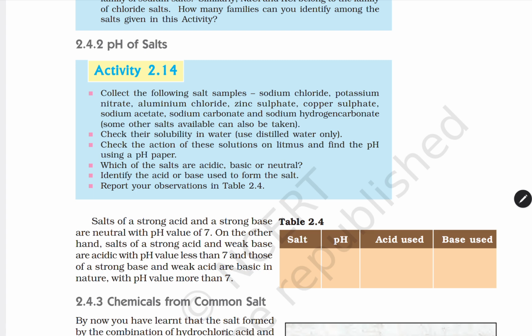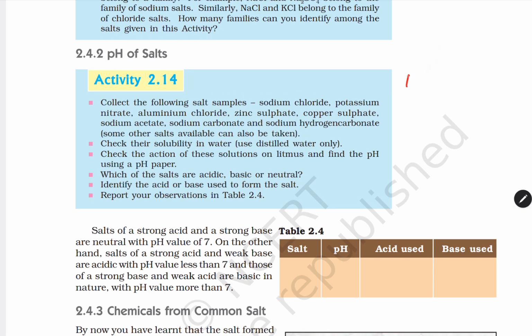Okay, what is a salt? A salt is formed when an acid reacts with a base, which is a neutralization reaction. For example, NaOH reacting with HCl gives NaCl plus H2O. Here NaOH is sodium hydroxide, which is a base, and HCl is hydrochloric acid, which is an acid. They react with each other to form the salt and water.